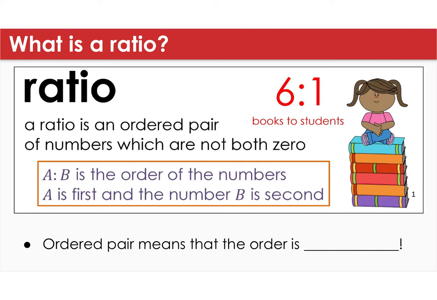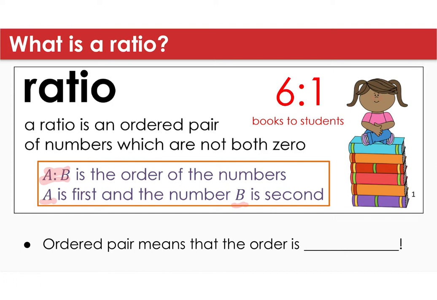What is a ratio? A ratio is an ordered pair of numbers which are not both zero. So, for instance, A to B is the order of the numbers. A is the first number and B is the second number. The little colon in between the A and B, we say as "to."